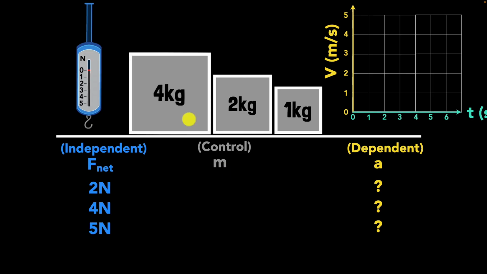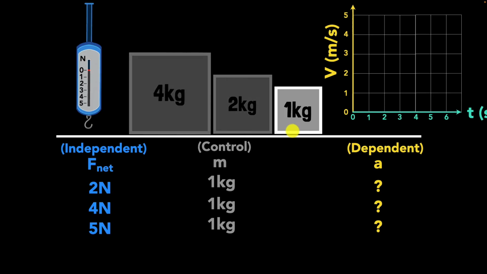So what mass can we use? Well, we can use any one. Let's just use a 1 kilogram mass. So we now have our plan. We're going to push the 1 kilogram object with different forces, and we're going to measure what the acceleration is going to be.